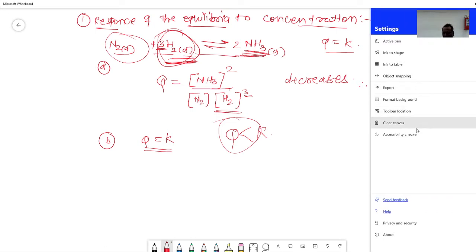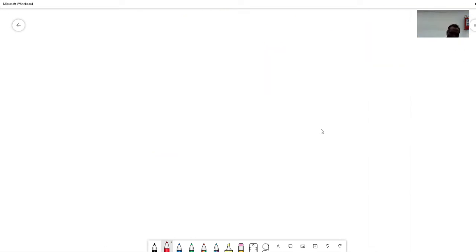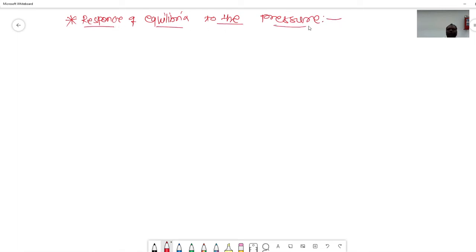Right? Next factor. Next factor is what? Response of equilibria to the pressure. Right? Response of equilibria to the pressure. Now, pressure means change in the concentration.